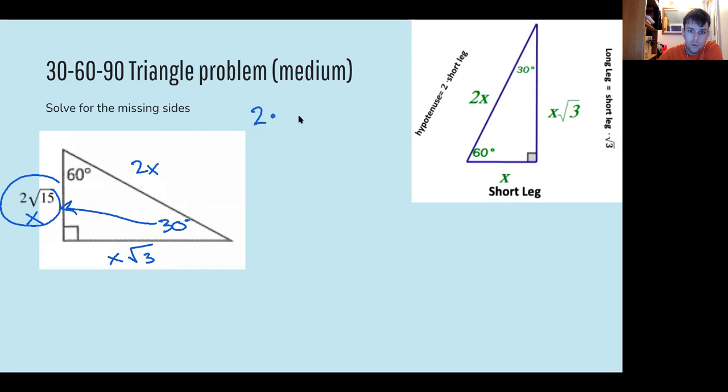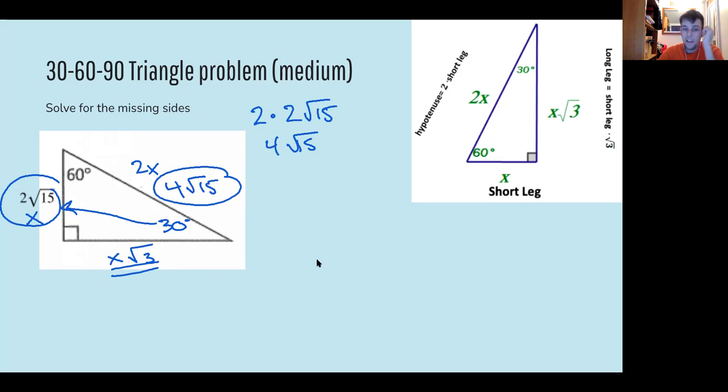But 2 times x, or 2 times 2 root 15, is just going to end up being 4 root 15. So this side is 4 root 15. The hypotenuse is 4 root 15. And then this side, the long leg, is equal to x, 2 root 15, times the square root of 3. Again, working with radicals is what makes this a little more challenging. We multiply our radicals together.